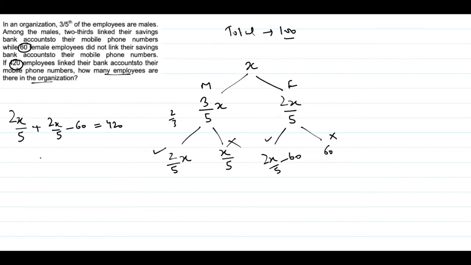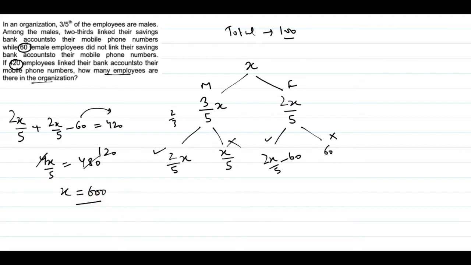Now 2X plus 2X is 4X. 4X by 5 is 420 plus 60, which is 480. So what do you get? 4 gets knocked off, so it becomes 120. X is 600.